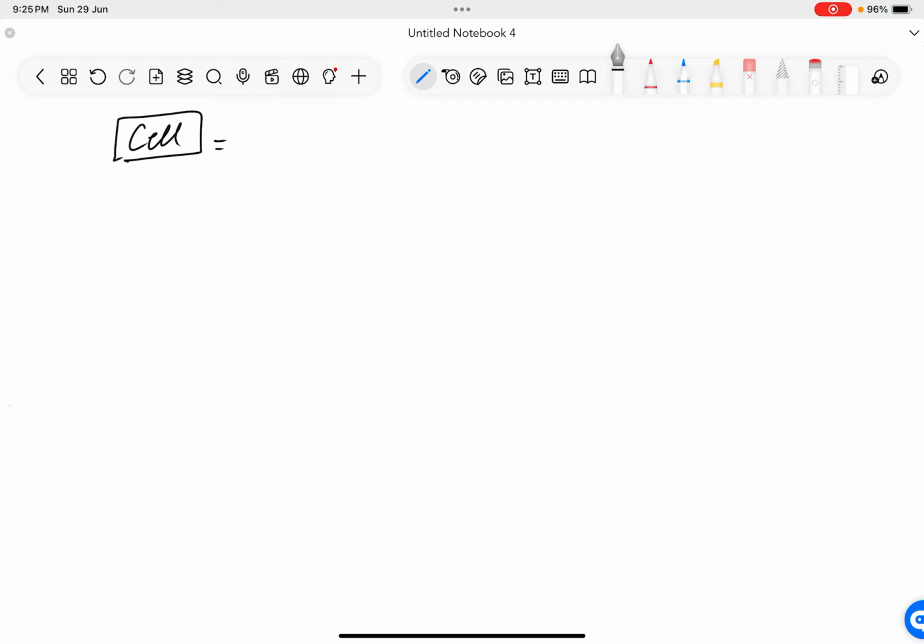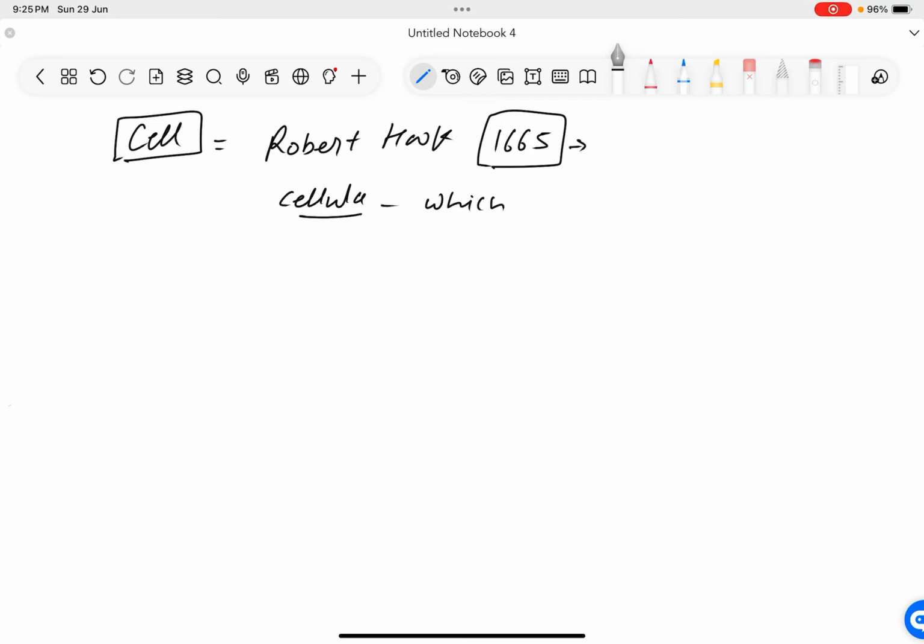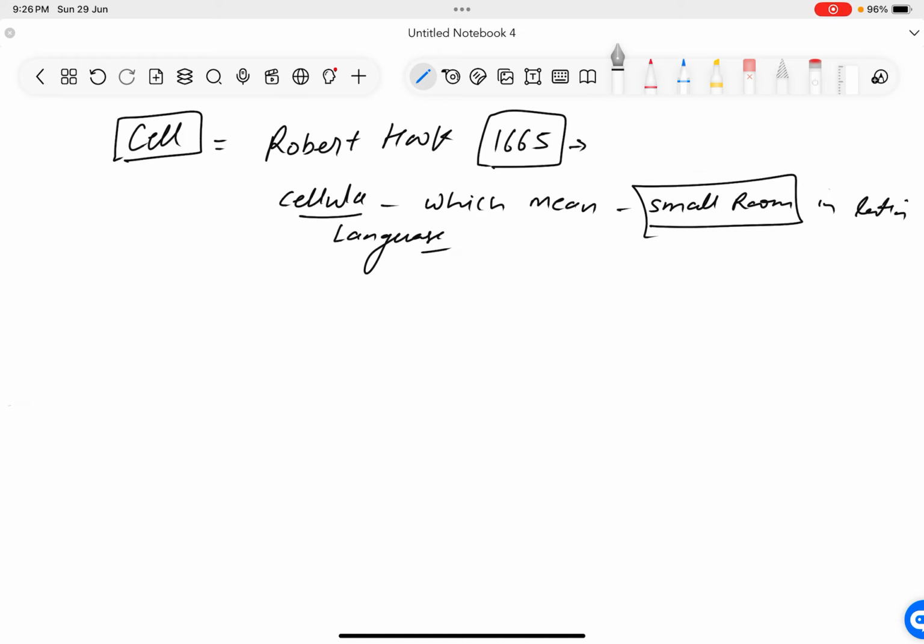What is a cell? The cell was discovered by Robert Hooke in 1665, and he called it cellula, which means small room in Latin language.